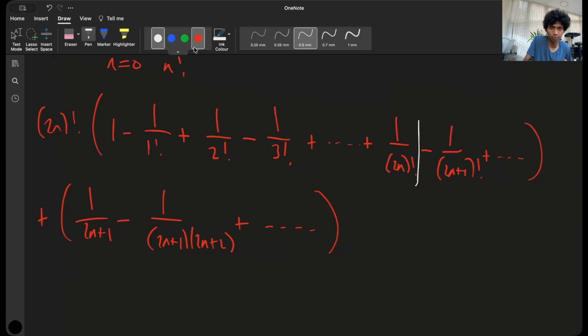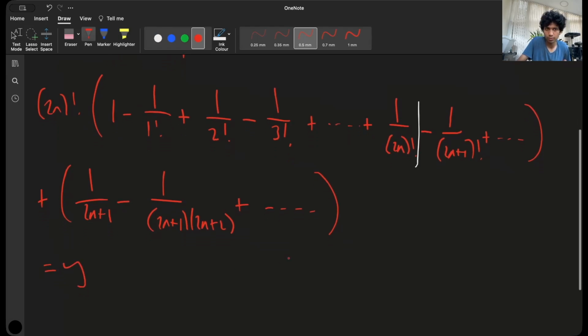So let's just call that first bit y, and then we're left with 2n factorial times 1 over (2n plus 1) factorial. So I'll just do this in one bracket here. So this is now a minus 1 over... actually, maybe it's easier if I do a minus here. So this is a minus 1 over 2n plus 1, and then the next term here.